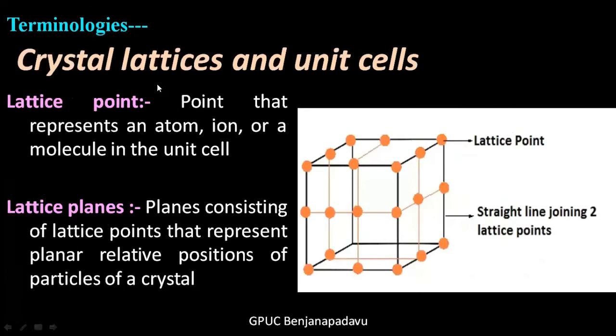One more terminology that we come across is the lattice point. So what is this lattice point? A lattice point is the point that represents an atom, ion or a molecule in the unit cell. In this diagram you can make out that some spheres are present. These spheres represent the atoms, ions or the molecules of the crystal. Such a point which represents the atom, ion or molecule, or in general the constituent particle of the crystal, is called the lattice point. Whenever there is an atom, ion or molecule at a point, we represent it as a sphere or a point. Such points or spheres are called the lattice points.